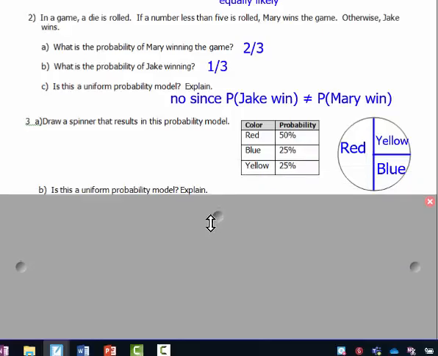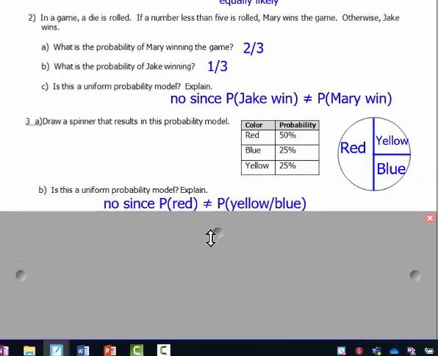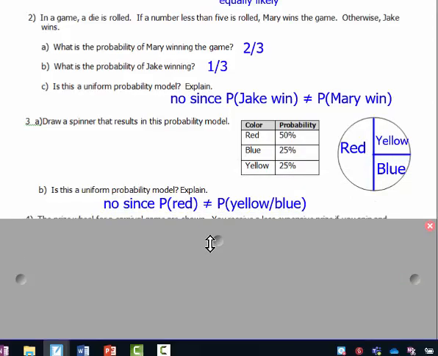If we look at this diagram here on the spinner, it's not uniform since the probability of red is not equal to yellow or blue.